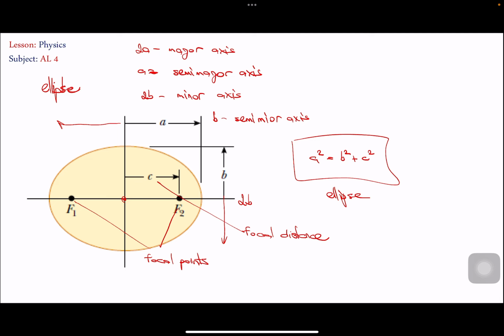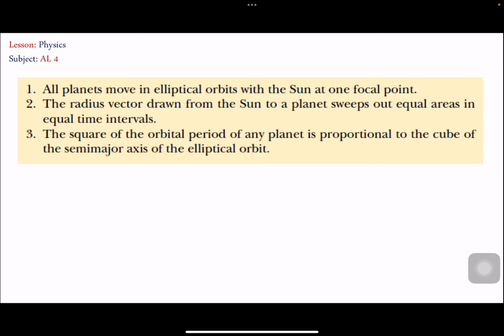And Johannes Kepler predicted some laws, collected in 3 laws. Here they are. First of all, planets move in elliptical orbits with the Sun at one of the focal points. So he predicted that we have 2 focal points here, and the planets are moving around them with a certain speed. And at one of the foci, the Sun is placed. So the Sun is at one of these 2 focal points.